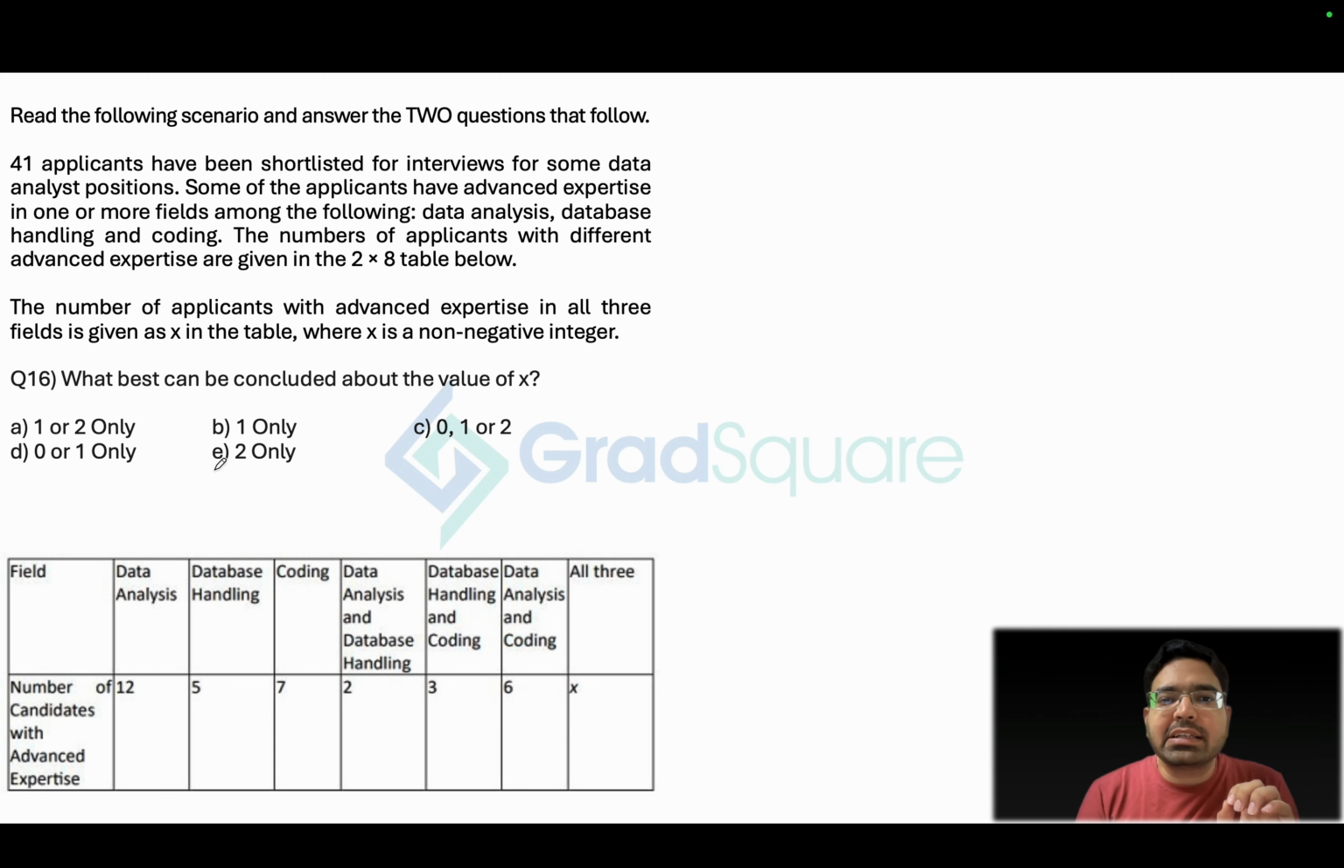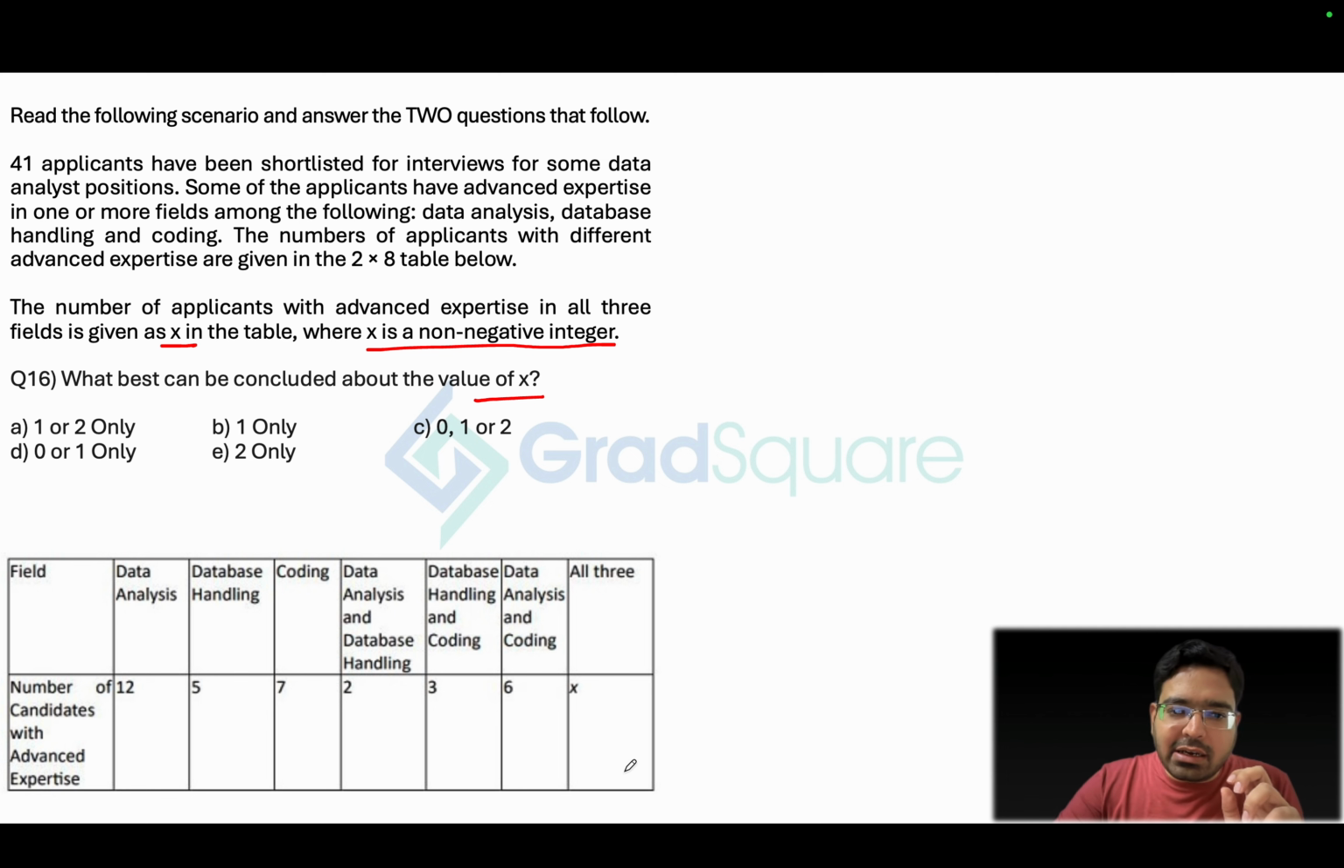Now, the number of applicants with different advanced skills is given in this particular table. The number of applicants with advanced expertise in all three must be taken as X, and X is a non-negative integer. What best can be concluded about the value of X? That's what the question is, right?